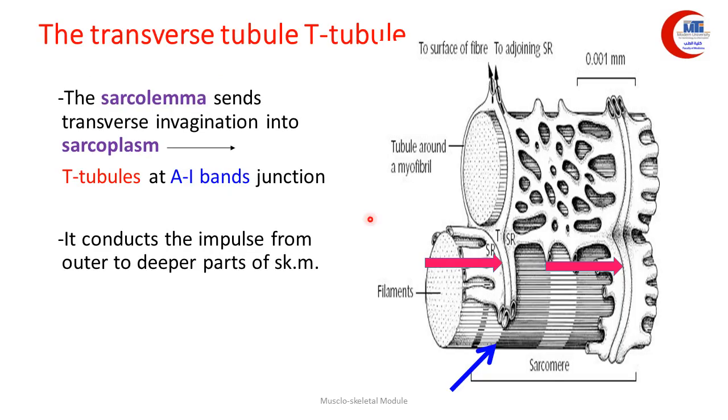As we can see, the transverse tubules are an invagination of the cell membrane into the muscle fiber to surround the myofibril. It conducts the nerve impulse from the surface of the cell membrane into the interior of the muscle fiber.